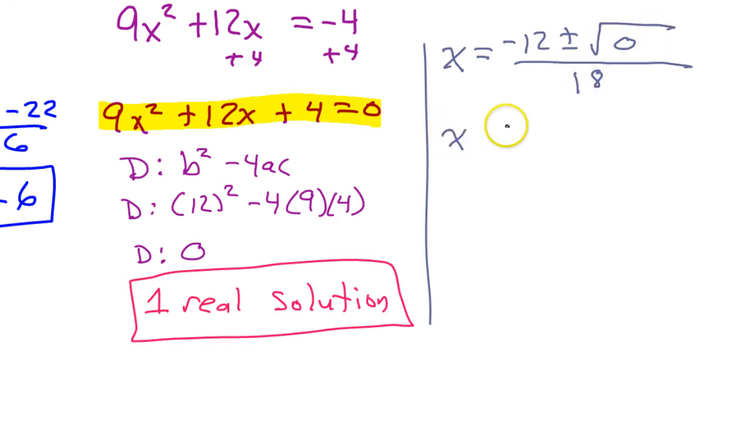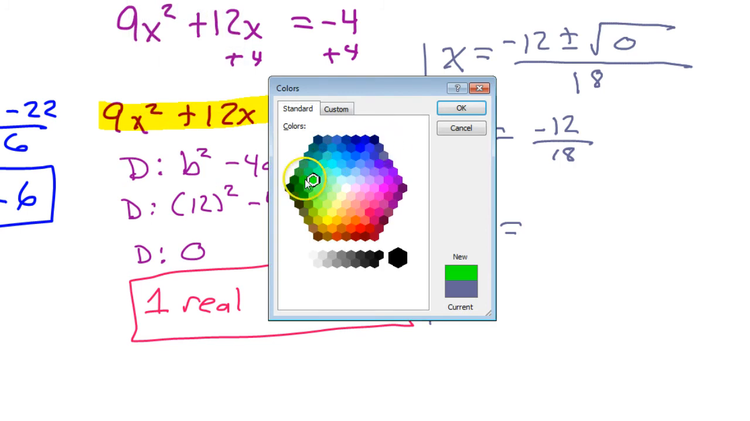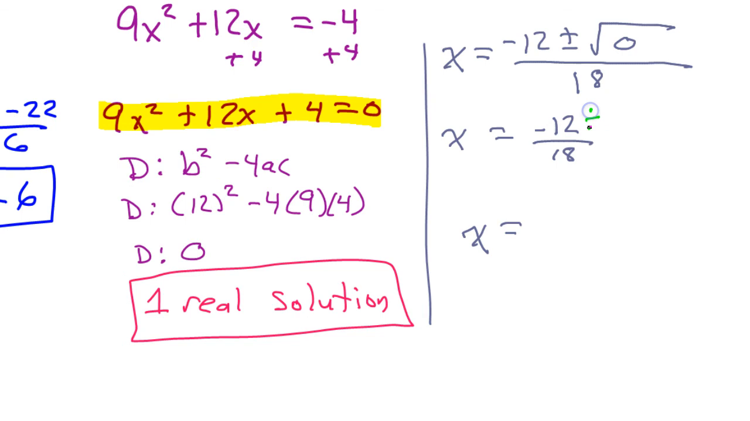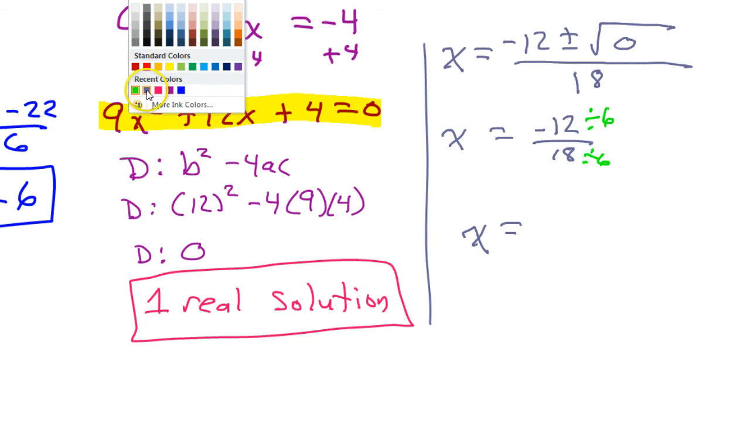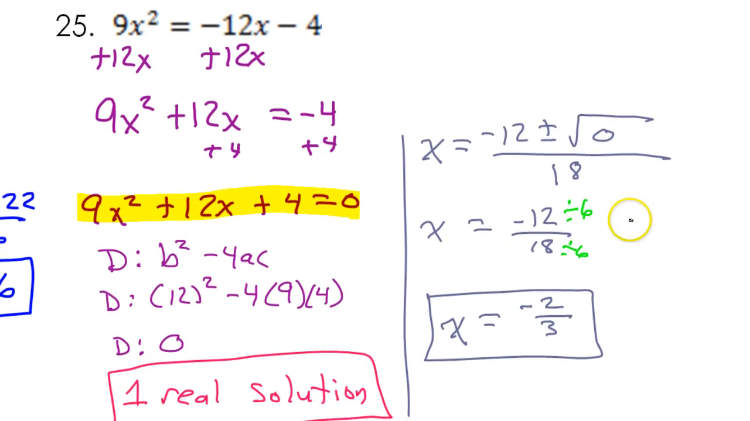But square root of 0 is just 0, so we can just stop writing that part. So this will be x equals negative 12 over 18. We're just going to reduce this, but that'll be the final answer. Both of these are divisible by 6, so hopefully you understand that you should be able to do this in your head. If I divide these both by 6, that's going to be negative 2 over 3. Okay, so that is the answer for number 25.